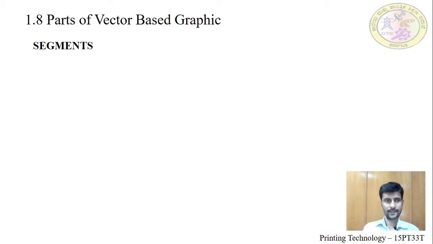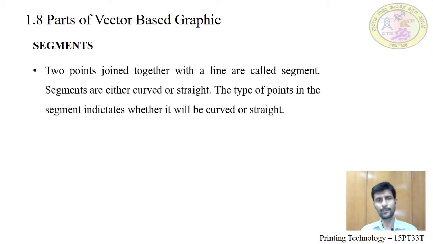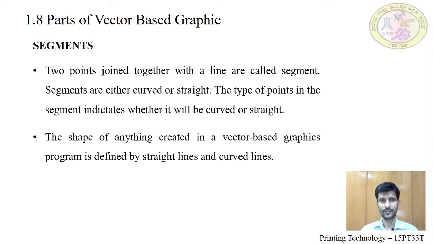Let us next discuss the segments. Two points joined together with a line are called a segment. Segments are either curved or a straight line. The type of points in the segments indicates whether it will be curved or straight. The shape of anything created in vector-based graphics programs is defined by a straight line or a curved line.